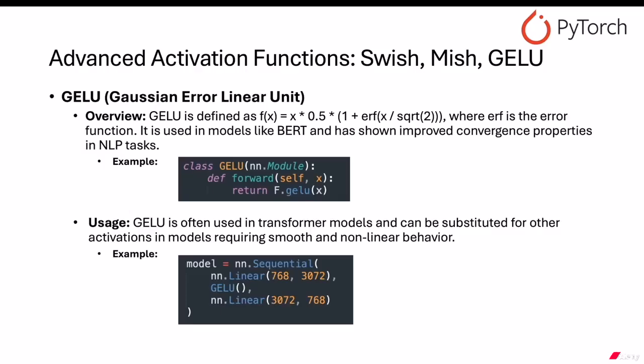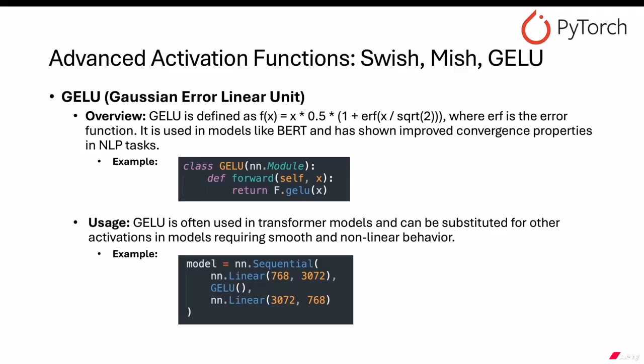GELU, or Gaussian Error Linear Unit. GELU is defined as f(x) equal to x times 0.5 times 1 plus erf of x divided by square root of 2, where erf is the error function. It is used in models like BERT and has shown improved convergence properties in NLP tasks. So here is how you can create it. Class GELU, nn.Module, and the forward self, x, return F.gelu of x.